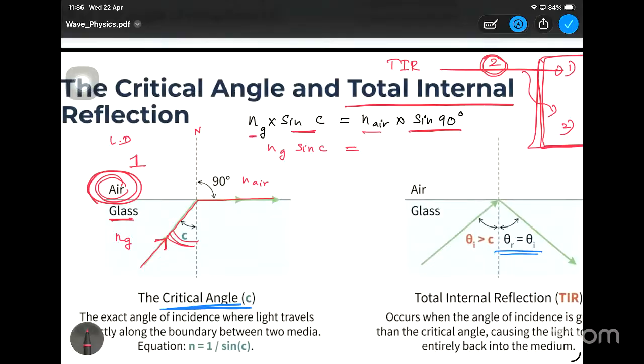Therefore, we consider this air's refractive index to be 1. That is a standard value, okay? So this is going to be 1. And if you check the sine 90 value, it will be also 1, right? Sine 90 value will be also 1. So therefore, you can say the refractive index of glass will be equal to 1 over sine C, right? You can memorize it this way, or you can memorize it as sine C equals 1 over n, right?